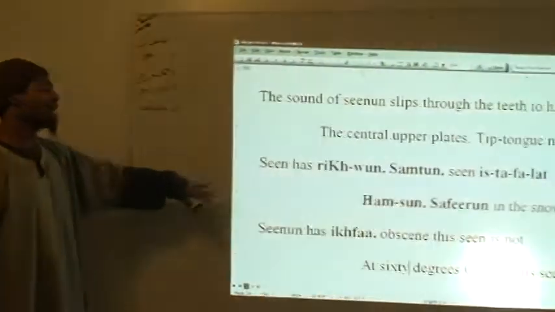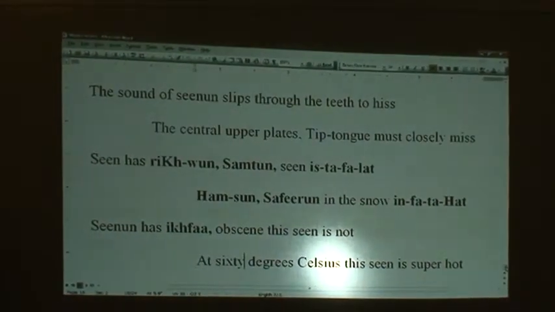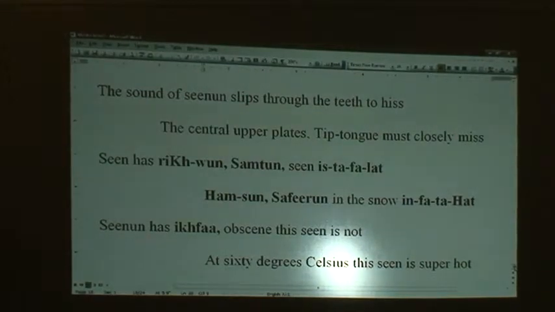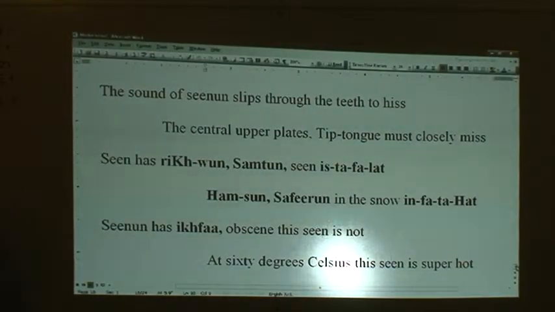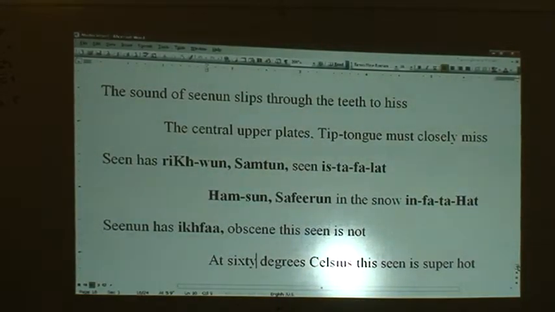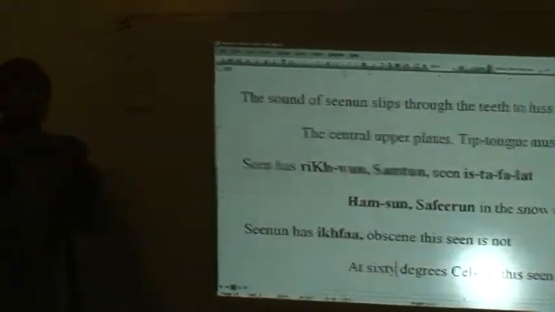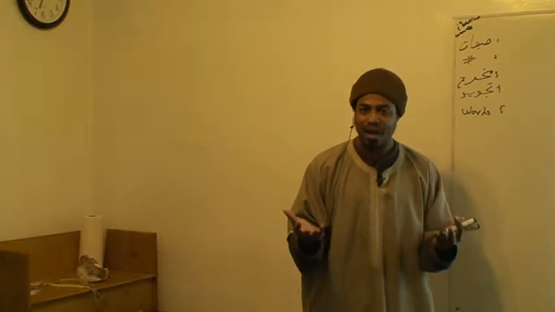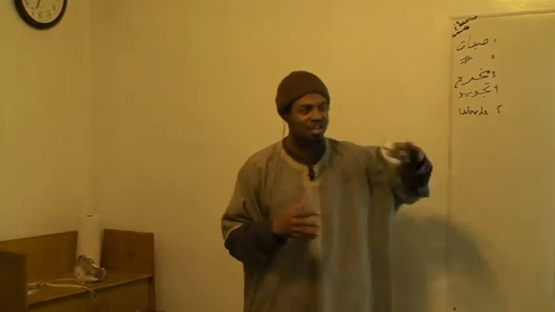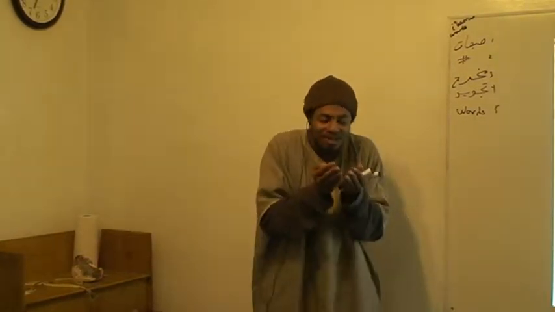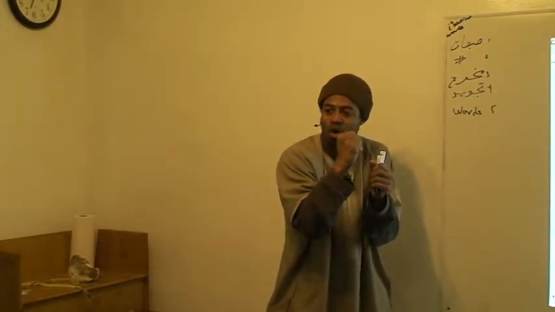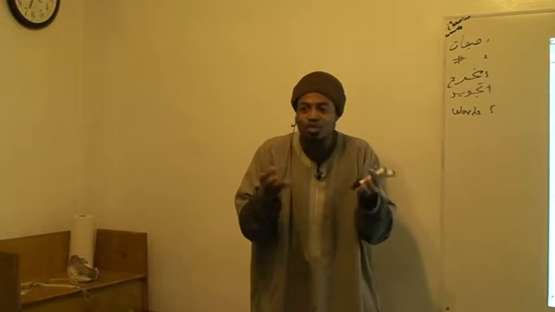Next, going down, it says sin has rikhwun, samtun, istifal. Sin has istifal. Istafalat is from istifal. It's flat. Rikhwun is that weak spilling sound. When we talk about rikhwun, it means weakness, right? But what do we mean when we say it? We're not just going to say these sifat and just leave them. It means that it spills. It's not firm like id. Id is strong. Sin spills, so it has rikhwun.